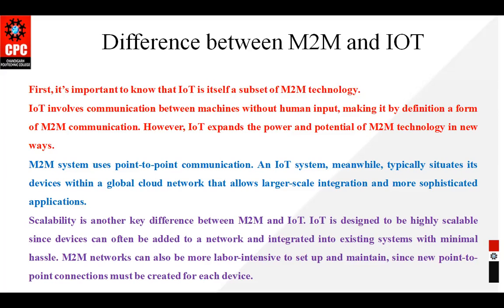IoT is designed for an extensively large number of devices, and not only can a large number of devices connect across IoT, but it also provides a very flexible type of network in which there is very little labor work and very little overhead. Whereas M2M is labor intensive to set up and maintain, since new point-to-point connections must be created for each device. So in order to let two devices communicate among themselves, there needs to be a point-to-point connection between them, and this can cause the cost to increase, and it is also labor intensive. There needs to be something that is connecting the two devices from time to time, whereas IoT is free from all these flaws, we can say.